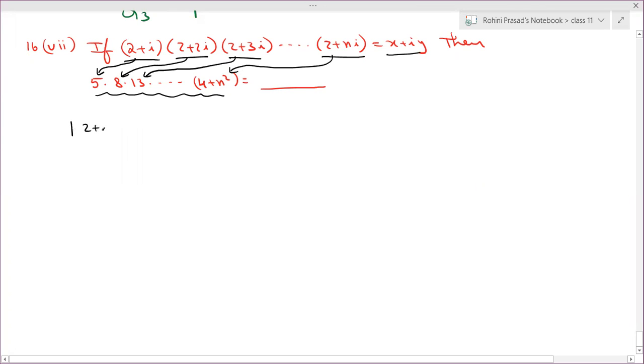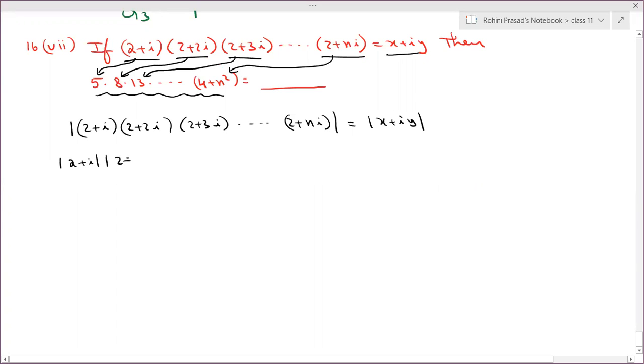So take the modulus on both sides for the given 2 plus i, 2 plus 2i, 2 plus 3i and so on, 2 plus ni, equal to the modulus of x plus iy. And we have a property: mod z1 z2 equals mod z1 into mod z2. So do the separation also. You write the modulus of 2 plus i into the modulus of 2 plus 2i into the modulus of 2 plus 3i and so on, 2 plus ni, equal to mod x plus iy.